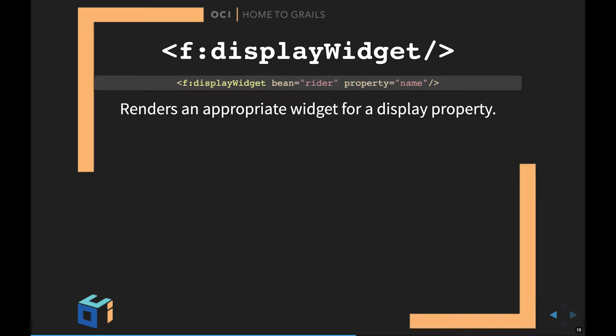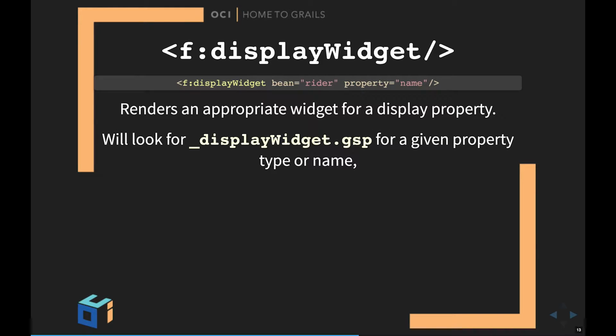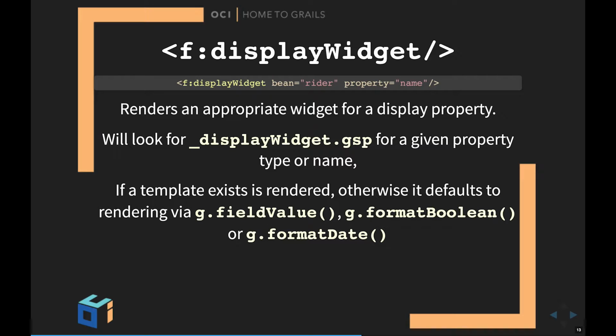Then we have the display widget. It's more or less the same story. This will look for a display widget for a given property, and if it doesn't find it, it will be a little bit intelligent. It will just use the field value, unless it's a Boolean, then it will use format Boolean, or if it's a date, it will use format date. So it's not just a toString always. There's actually a little bit of cleverness.